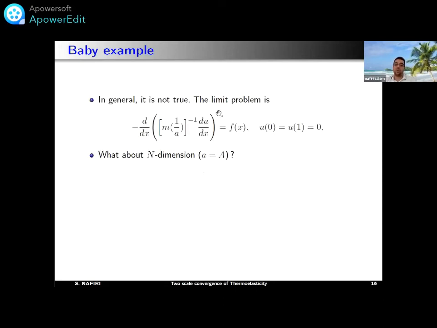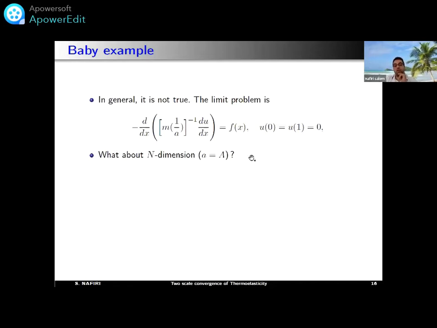We obtain a limit problem which has this form: minus d over dx of the inverse of the mean of the inverse. So we have a Laplacian multiplied by the inverse of the mean of the inverse. Another interesting question: what about the n-dimensional case? If I consider the same problem, but this time in n dimensions, can we say that we just have to replace A with a matrix, and then get the same homogenized or limit problem?